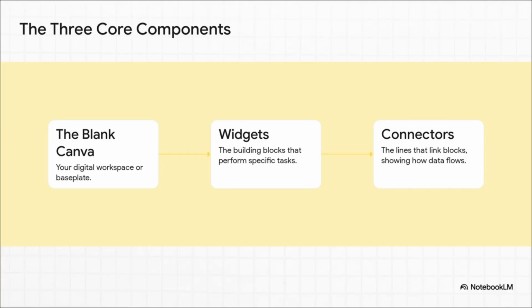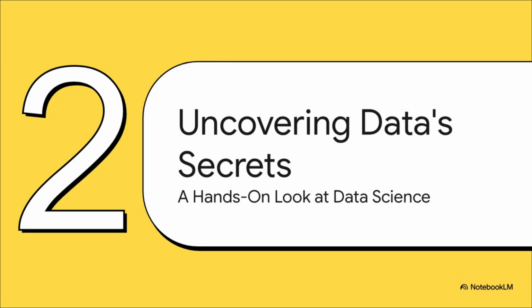So how does it all work? Well, it's brilliantly simple, and it's all based on three core parts. First, you've got the blank canvas. That's your digital workspace, your playground. Then, you drag and drop widgets onto it. These are like the individual blocks, and each one performs a specific job. Finally, you use connectors to link them up, creating this visual map that shows you exactly how your data is flowing and being transformed.